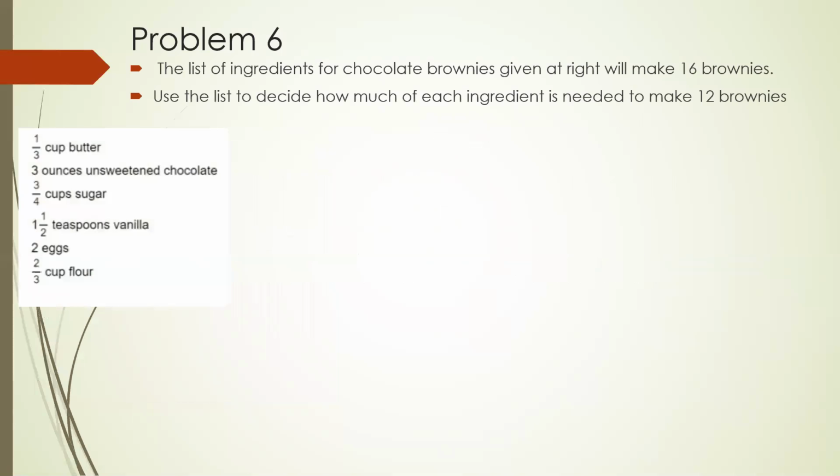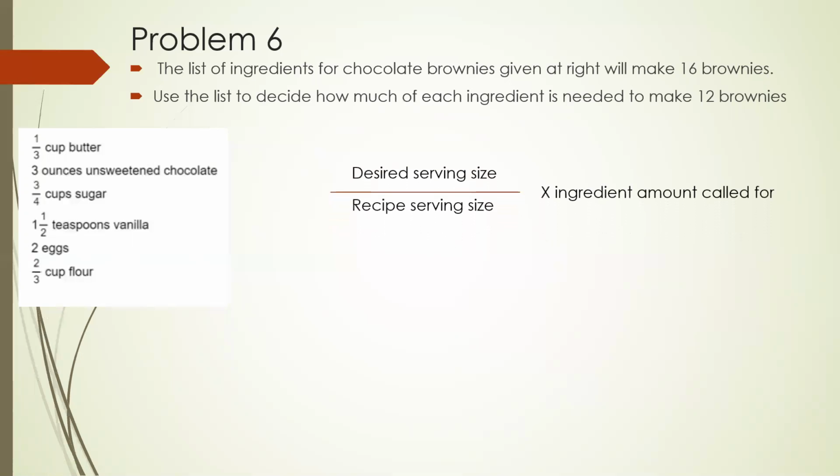And problem 6 is closest to the real life world we will get when it comes to fractions. For this, someone wants to make 12 brownies, but they only have a recipe that makes 16. So what we're going to have to do is set up an equation. The equation is desired serving size over recipe serving size multiplied by the ingredient that is called for.